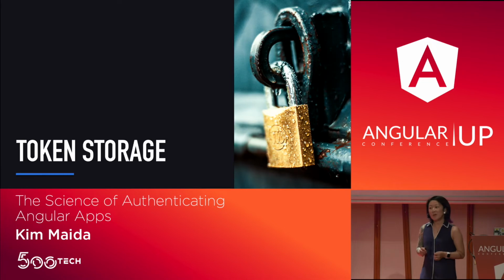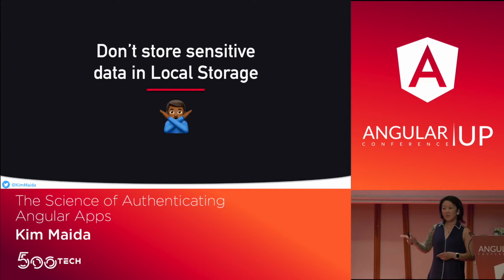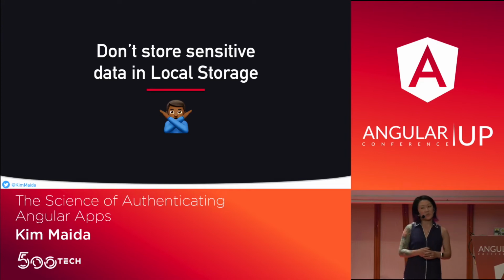Now, one thing that I want to talk about when we're using tokens is the storage of them. Because tokens are very powerful artifacts. They give people access to your API, right? So here's something kind of important. You shouldn't store sensitive data like tokens or sensitive user information in local storage, because local storage has a distinct lack of data protection.